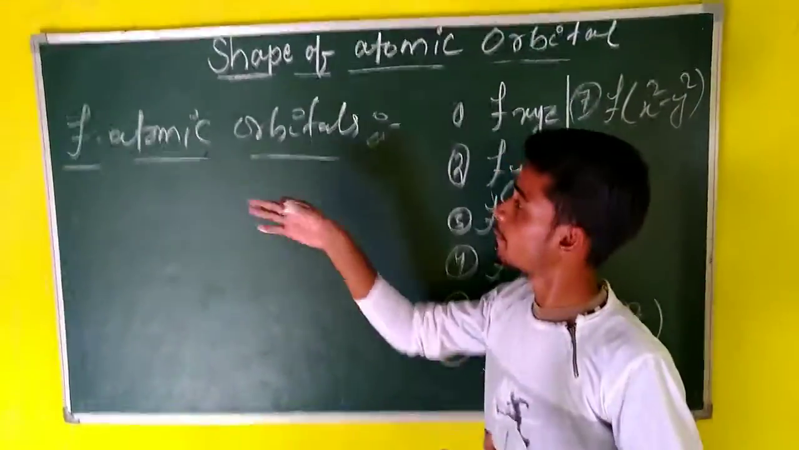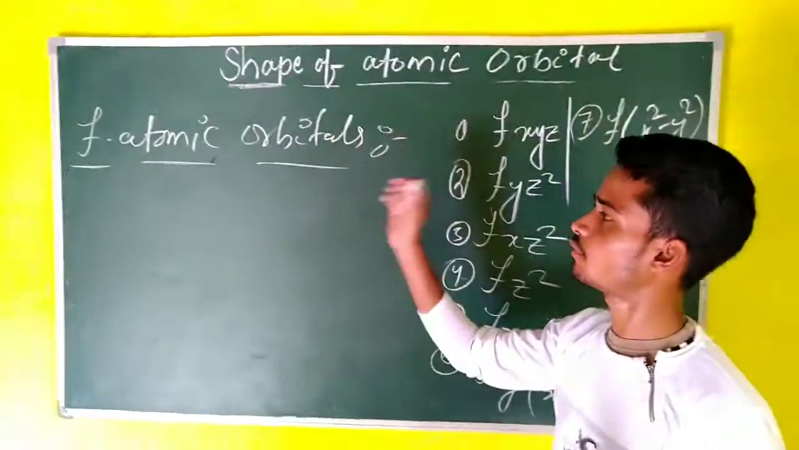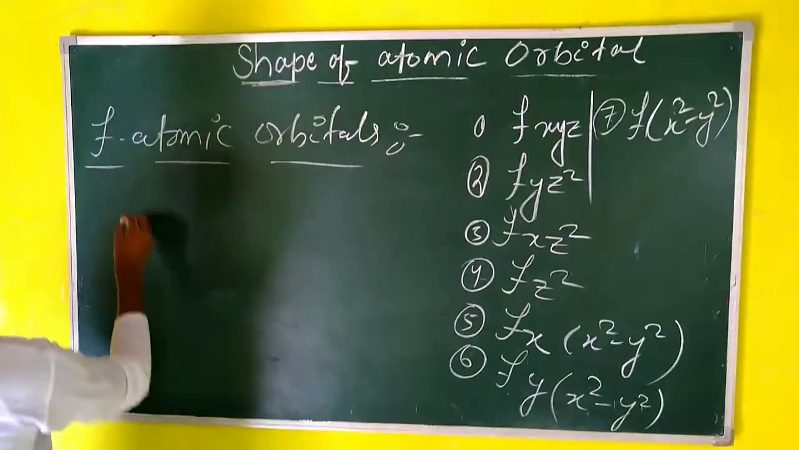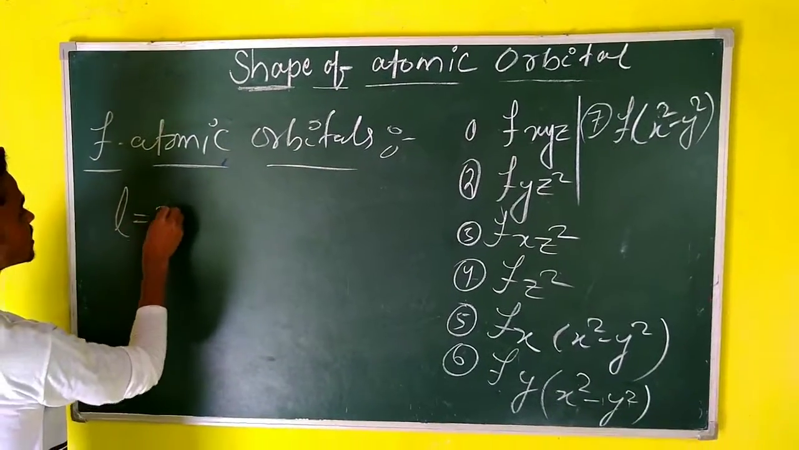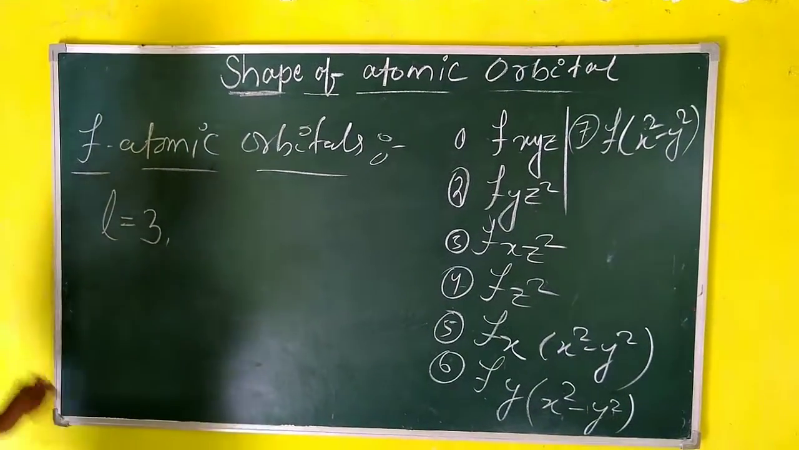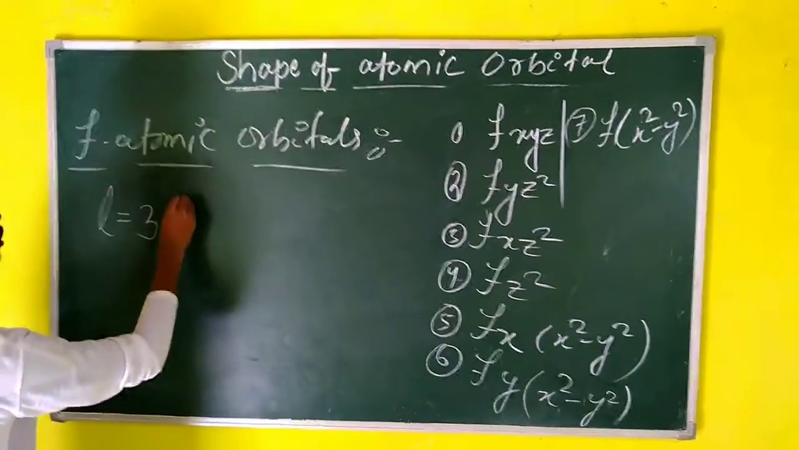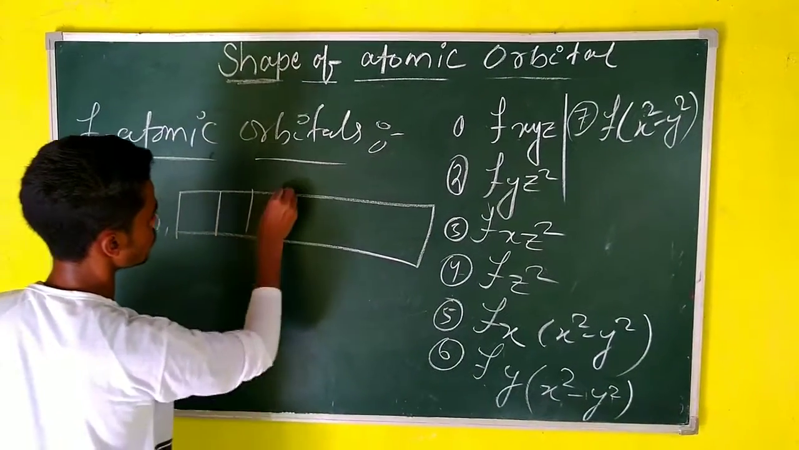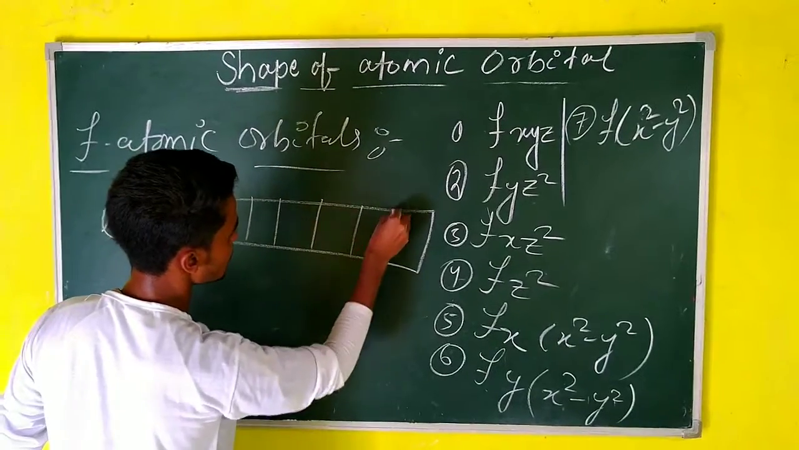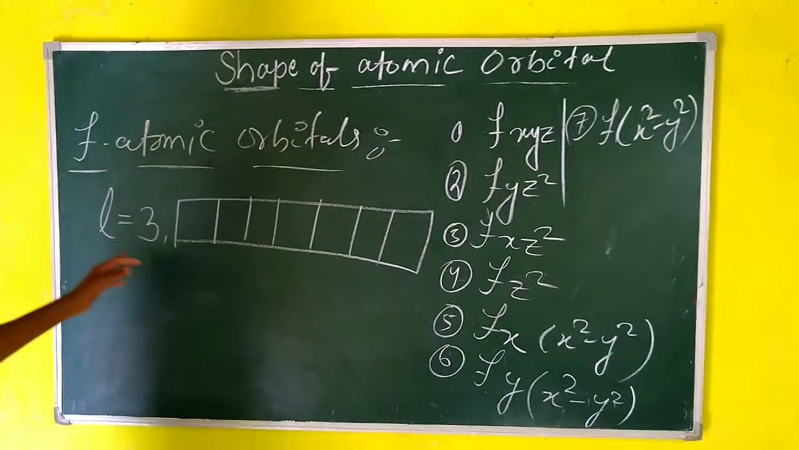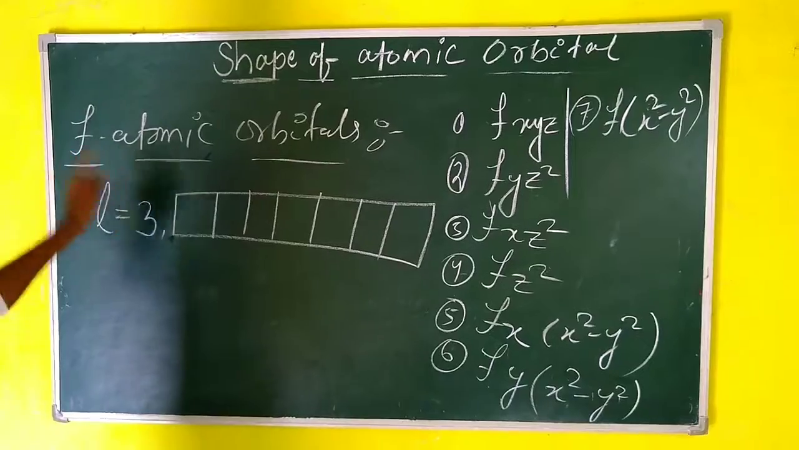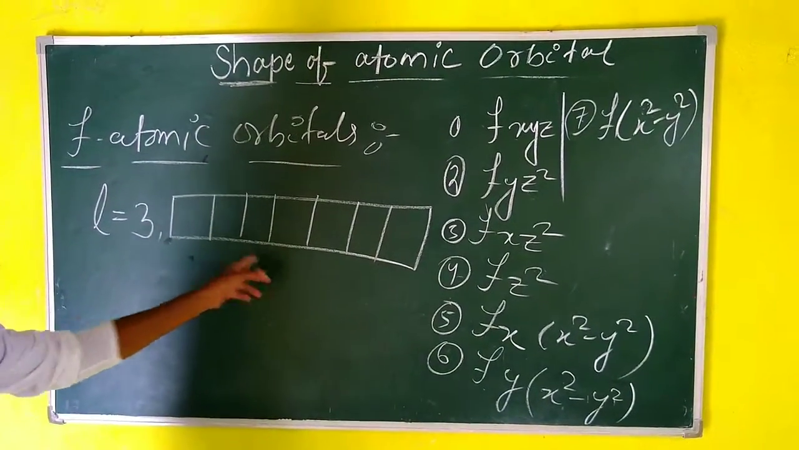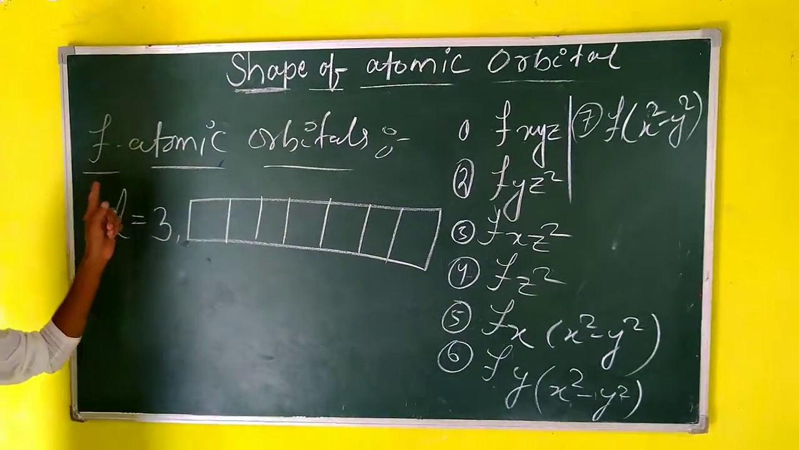Students, come to f atomic orbitals. What is the shape of an f atomic orbital? The azimuthal quantum number, the l value for the f subshell, is 3. The f subshell contains 7 orbitals: 1, 2, 3, 4, 5, 6, 7. Because 7 orbitals are present in the f subshell, 7 orientations are possible.